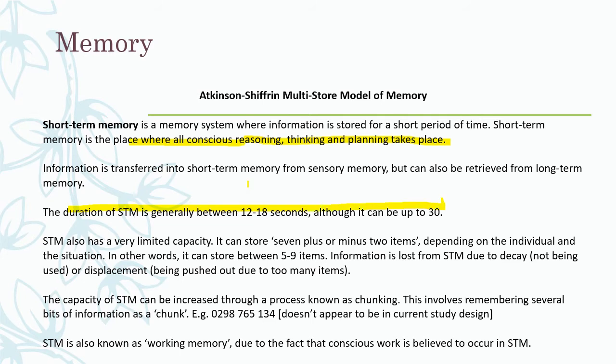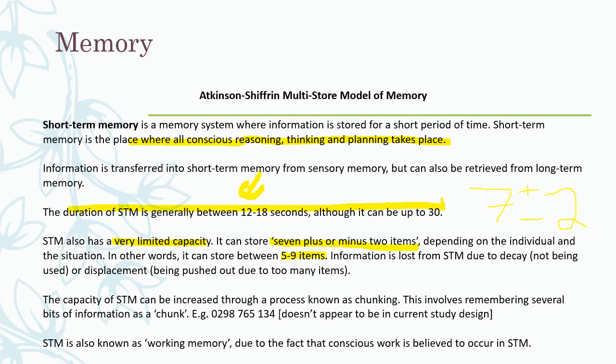And VCAA tends to look at this section here, right? 12 to 18 seconds, but it can be up to 30 in some people. Short-term memory also has a very limited capacity. It can store 7 plus or minus 2 items, which is what VCAA prefers you to write it as. And I'm going to pretend that I can actually draw this. So 7, I do apologize, plus or minus 2. They actually prefer you to write it that way, but you don't lose marks if you write it as 5 to 9 items. Right?